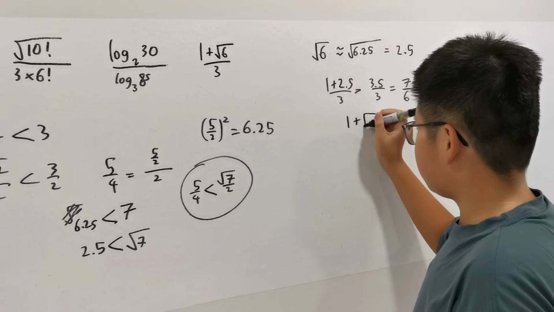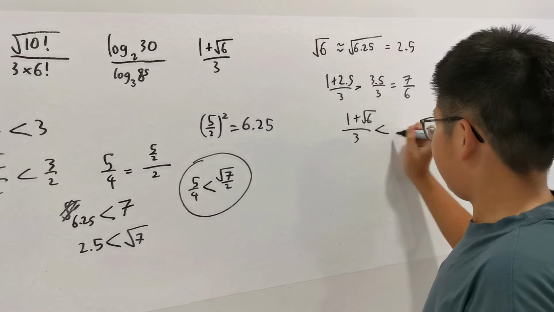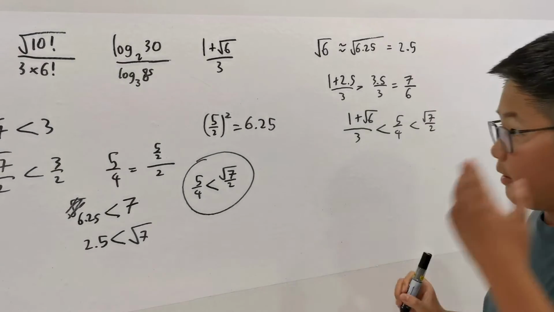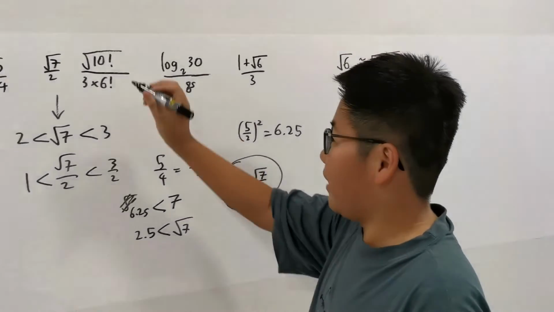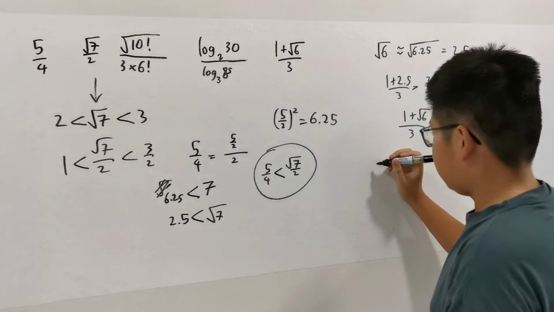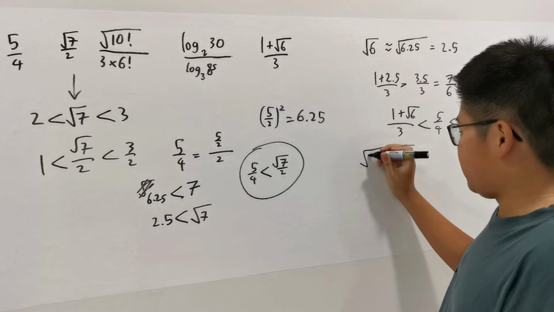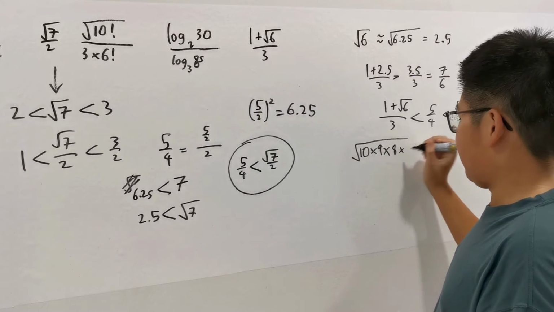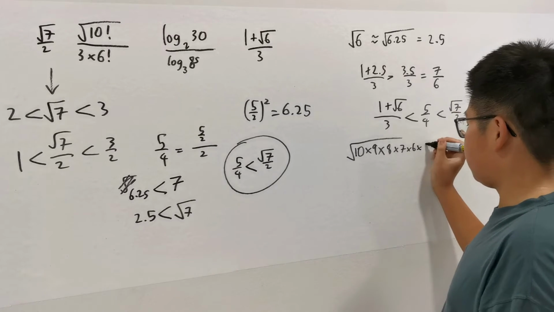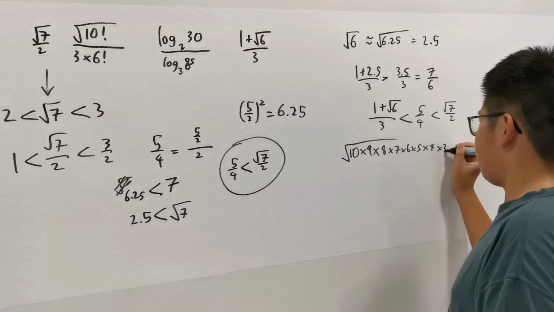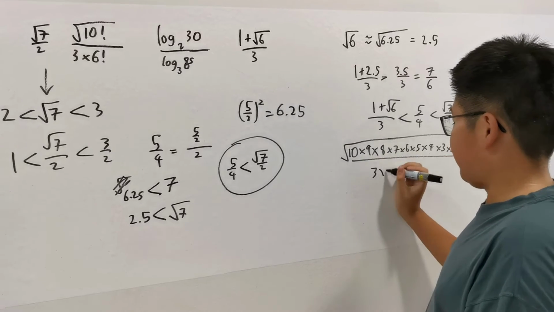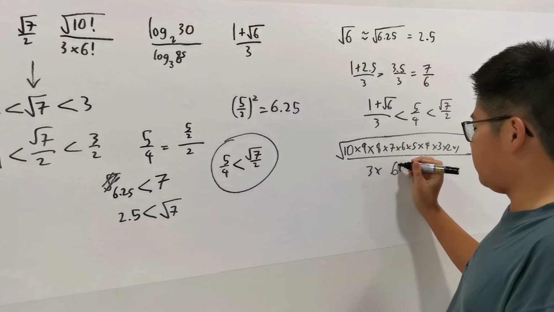Now we can write 1 plus root 6 over 3 lesser than 5 over 4 lesser than root 7 over 2. You done? Now for the hard part. Let's start with this. What's a factorial? 10 factorial in this case is 10 times 9 times 8 times 7 times 6 times 5 times 4 times 3 times 2 times 1. Over 3 times, same principle on the 6 factorial.